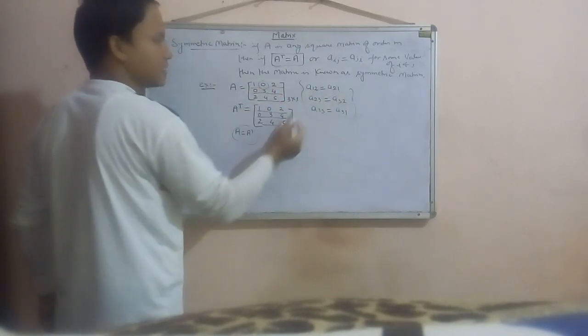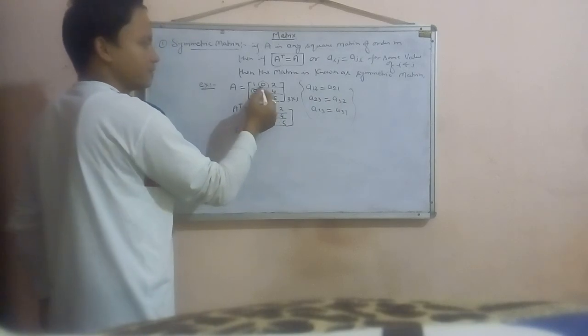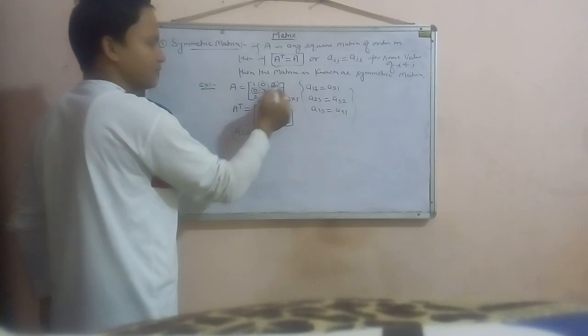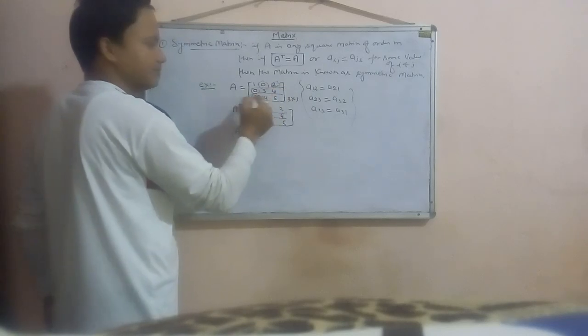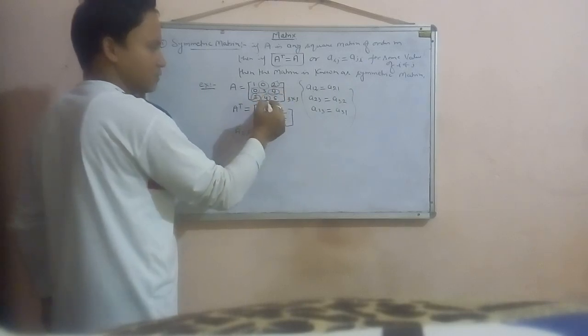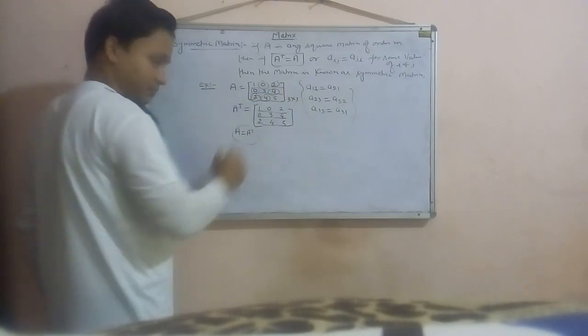A21, second row, first column, is 0. Both are equal. Here, A13, first row, third column, and A31, both are equal. Okay. Here, A23, second row, third column, and A32, third row, second column, both are equal.